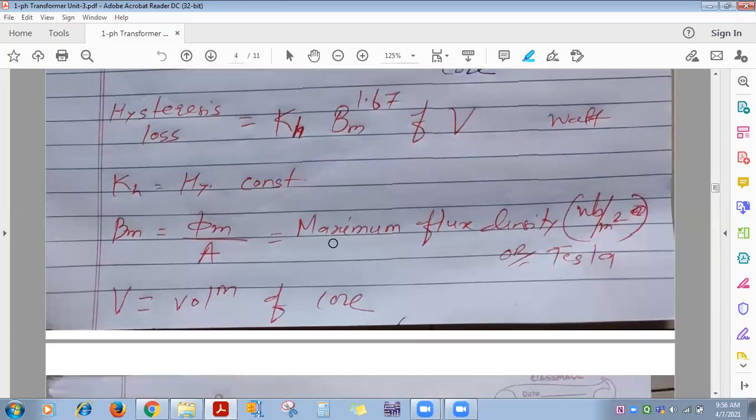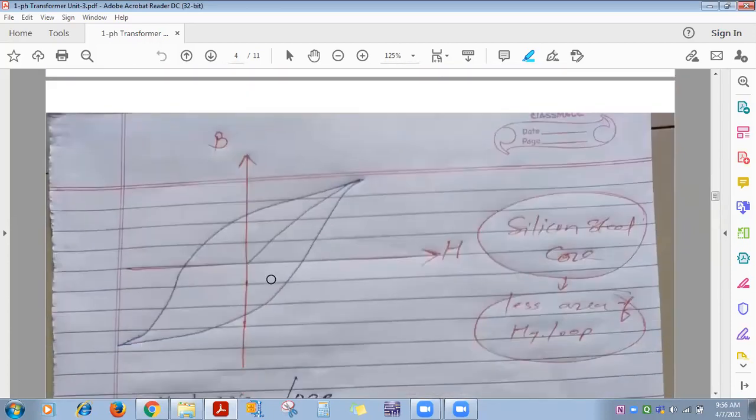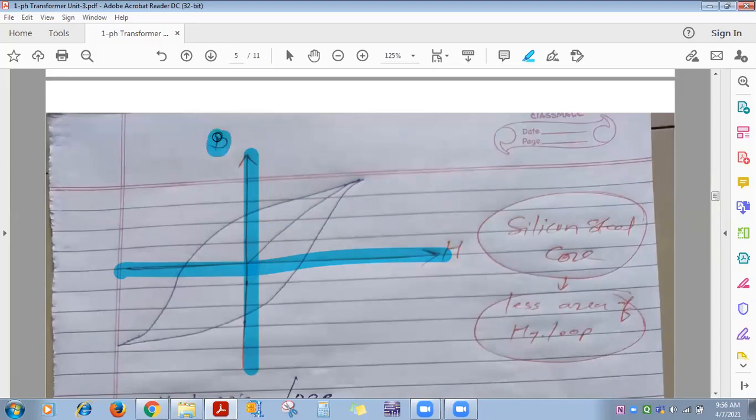One more thing is there. Now, like this hysteresis, how to minimize hysteresis loss? By using silicon steel. And if you use silicon steel, how does hysteresis loss get minimized? See here, along this axis you take flux density, along this you take magnetic field intensity. What H is called as magnetic field intensity. What B is called as flux density. So the hysteresis loop is not there in your syllabus. Just in brief, I am telling you.